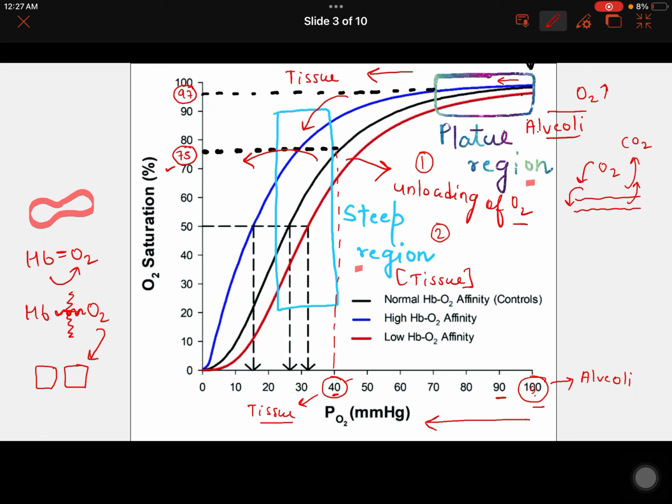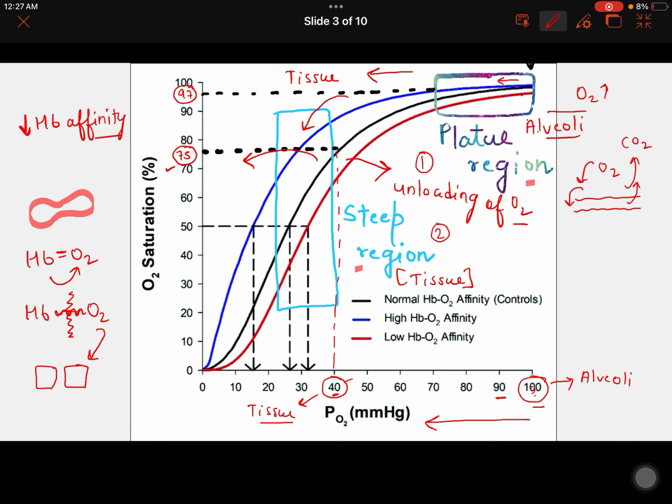So what do you think will happen to the binding affinity of hemoglobin with oxygen? Obviously, if your graph moves towards the right side, the binding affinity of hemoglobin will be decreasing, right? Because if binding affinity were increasing, then how would it be able to release the oxygen?